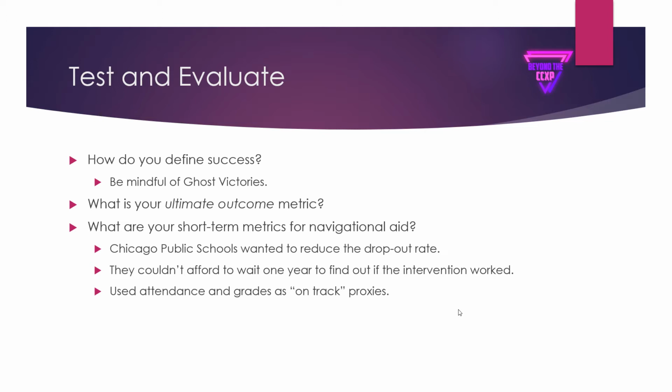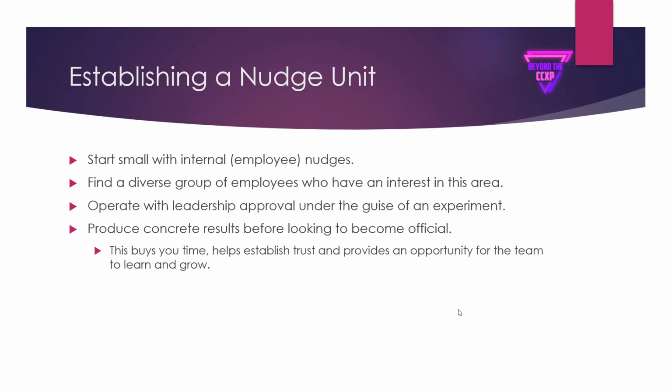Chicago Public Schools wanted to reduce the dropout rate, but they couldn't afford to wait a year to find out if the intervention worked. So they used attendance and grades as an on-track proxy. These are things you need to think about as well, especially if there's investment into the intervention and it is a long intervention that's going to take maybe a year or two to realize whether it worked or not, you're going to need some proxies to decide how that's going. So anyway, I wanted to mention that because that's a very important point.